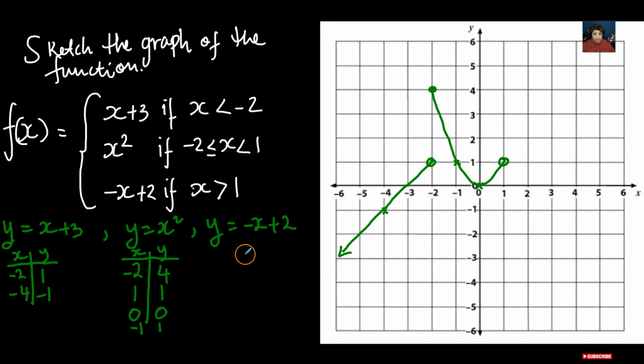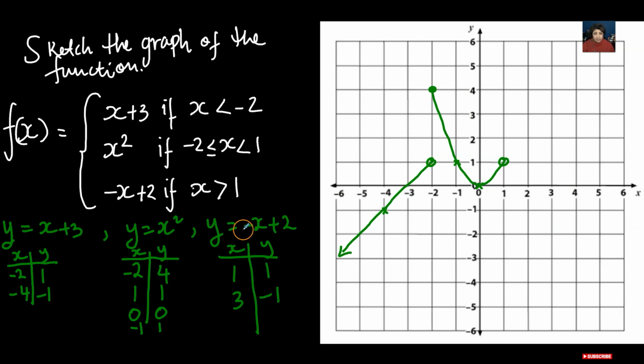The last part then, again, I can quickly draw a table, x, y here. Again, I've got x is greater than 1 for this function. So I could start with 1. And when x is 1, y is equal to -1 plus 2, that gives me 1. Then I can choose anything that is greater than 1. So let's say I choose 3. And then when x is 3, y is equal to -3 plus 2, which will give me -1.